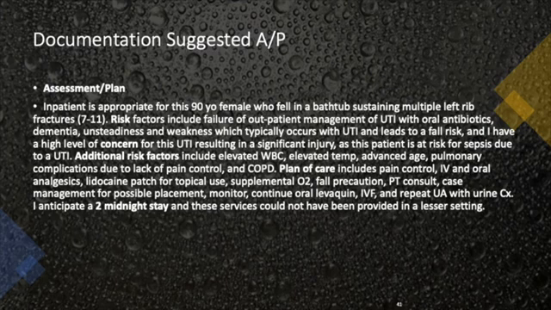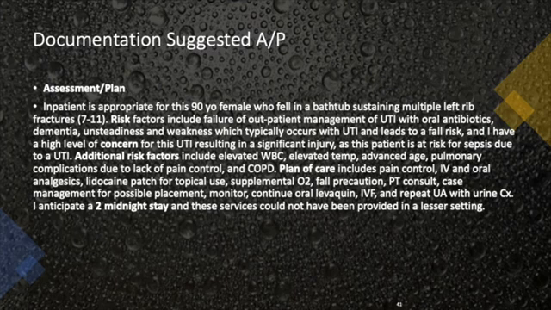Assessment and plan. Inpatient is appropriate for this 90-year-old female who fell in a bathtub sustaining multiple left rib fractures 7 through 11. Risk factors include failure of outpatient management of a urinary tract infection with oral antibiotics, dementia, unsteadiness, and weakness, which typically occurs with this patient and a UTI and leads to a fall risk. And I have a high level of concern for this urinary tract infection resulting in a significant injury, as this patient is at risk for sepsis due to a UTI.